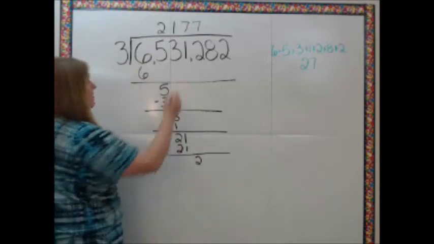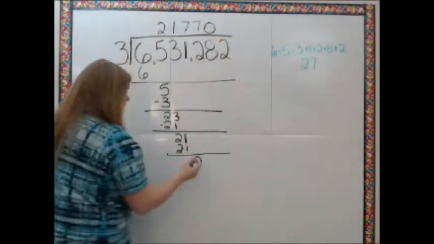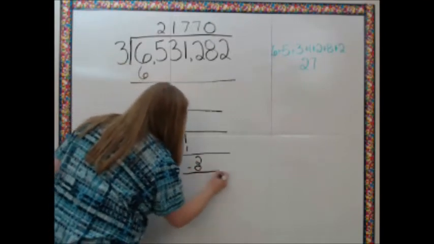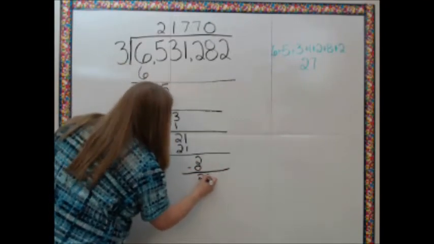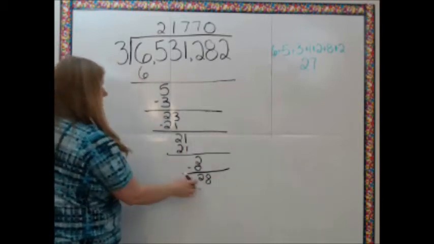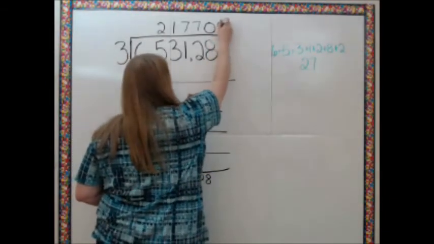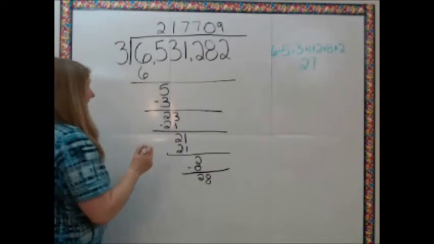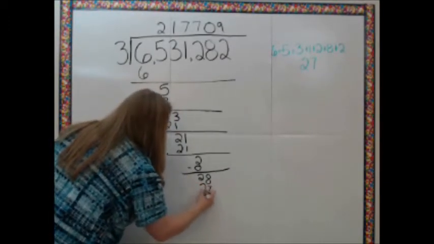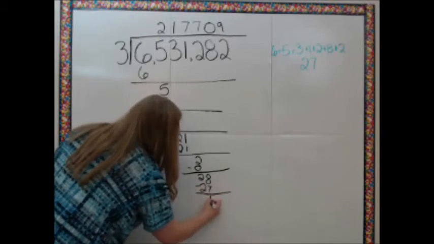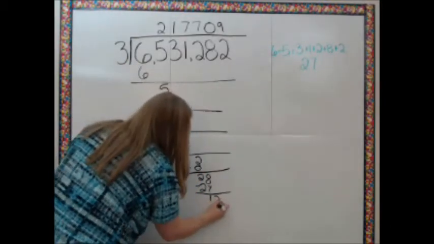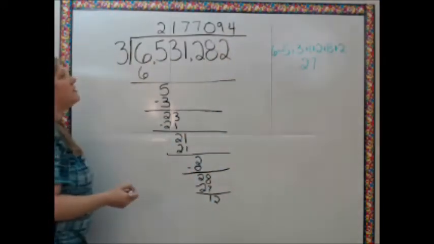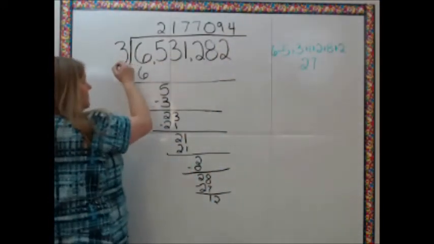3 goes into 2 0 times. So we get the 0. 2, bring down the 8. 3 goes into 28 9 times. 9 times 3 is 27. Subtract 1, bring down that final 2. 3 goes into 12 4 times. And then 3 times 4 is 12.